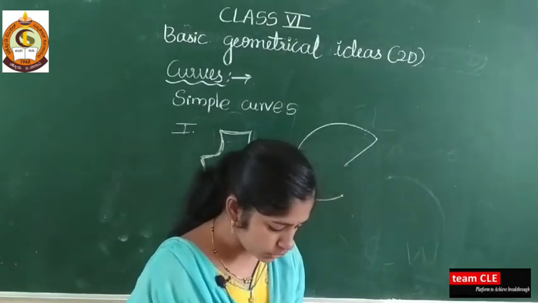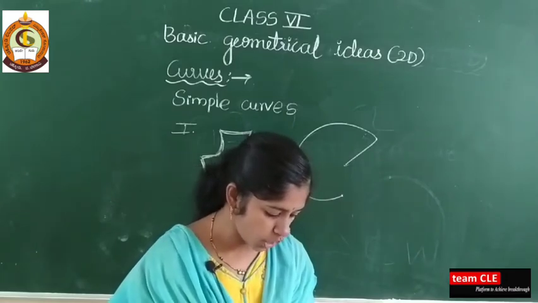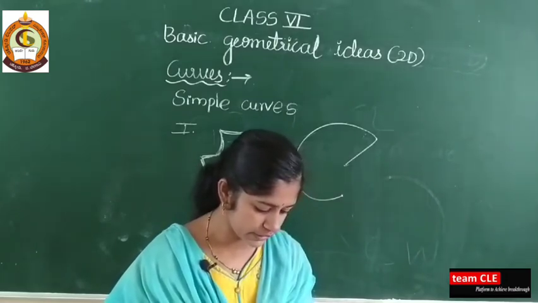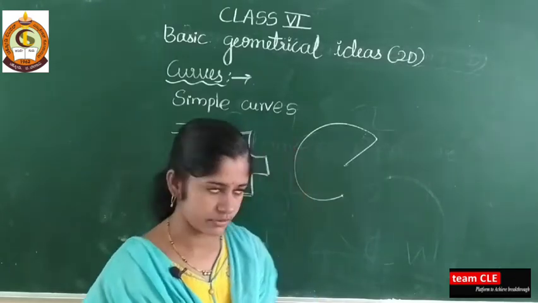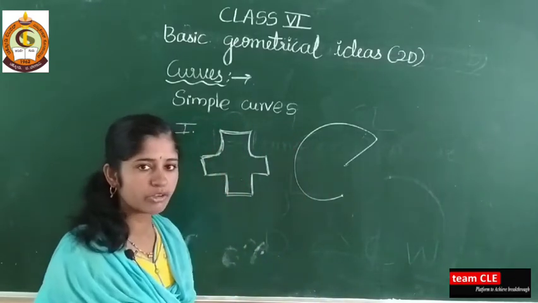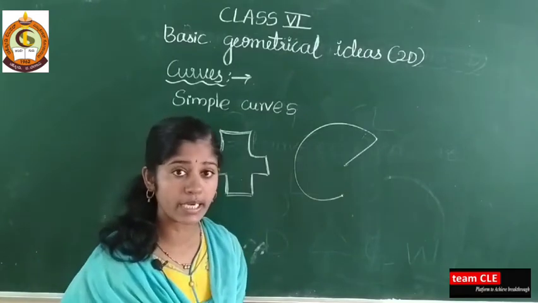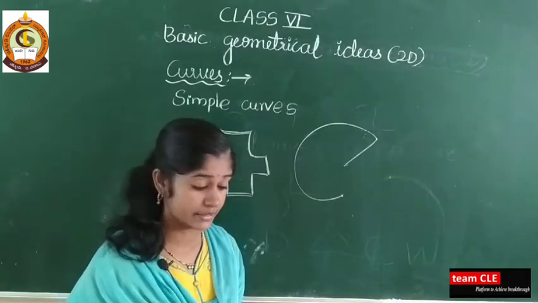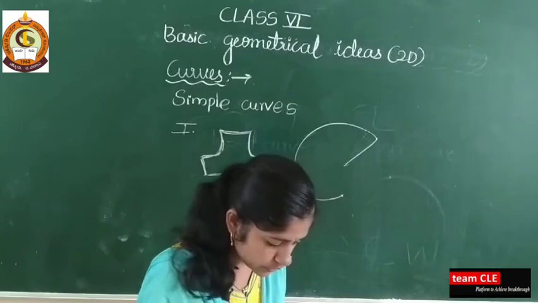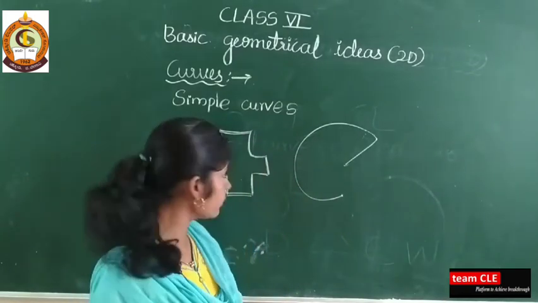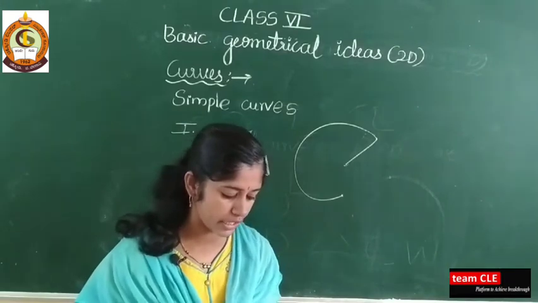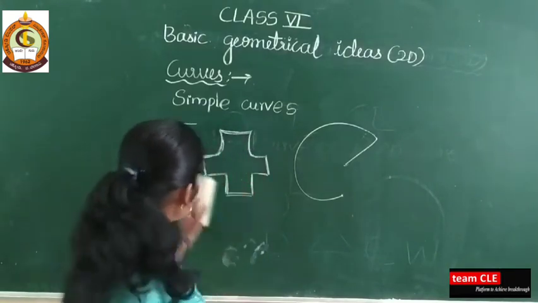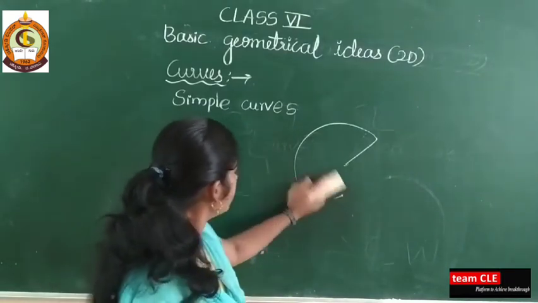So here one more question is there. Draw rough diagrams to illustrate the following: simple curve, simple closed curve. Already you know, a simple curve means it does not overlap, it does not intersect, it does not cross itself. They are called simple curves. So here the given question, draw rough diagrams to illustrate the following. So first one is the simple curve.